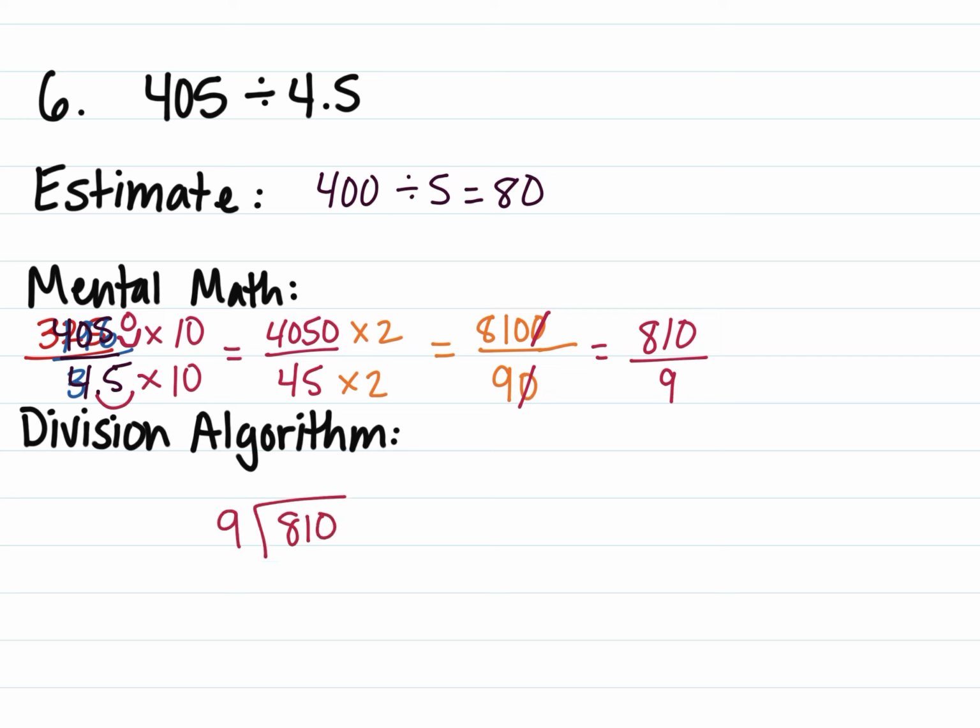9 goes into 81 9 times. 9 times 9 is 81, so there's nothing left over, but I have to fill in that empty space with a 0. Our approximation of 80 is pretty close to our answer of 90.